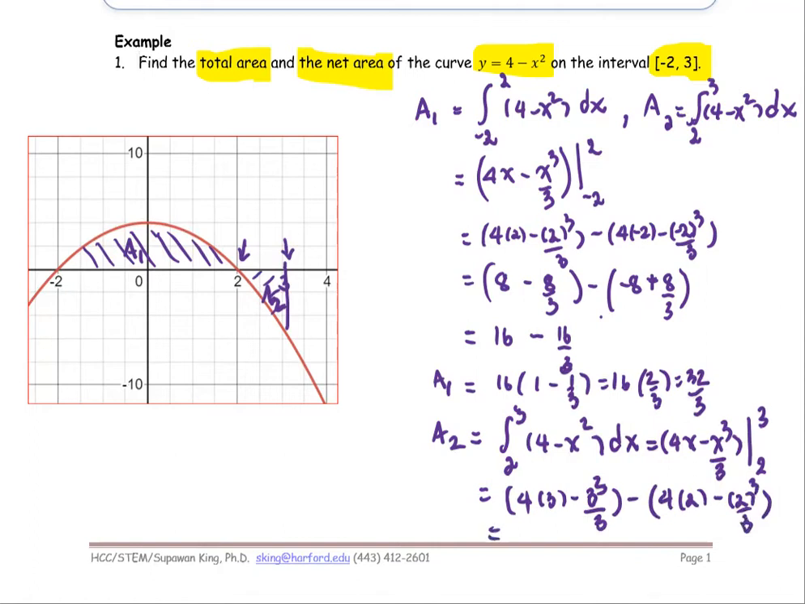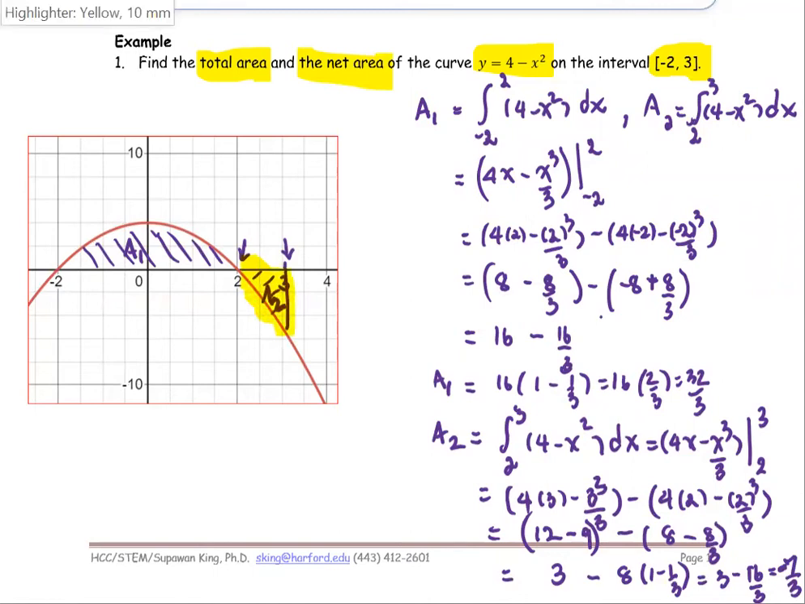That will give us 4 times 3, that's 12, minus 27 over 3, which is 9, subtracted by 8 minus 8 over 3. We get 3 here, minus 8 times the quantity 1 minus 1 over 3, which is 3 minus 16 over 3, which is negative 7 over 3. We have a negative sign. As we see, this part of the graph is below the x-axis, so we can see this as a negative area and the other portion as a positive area.